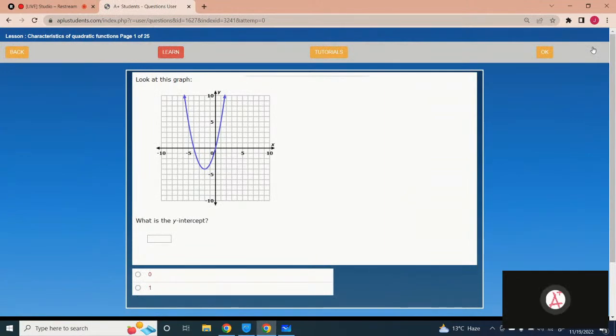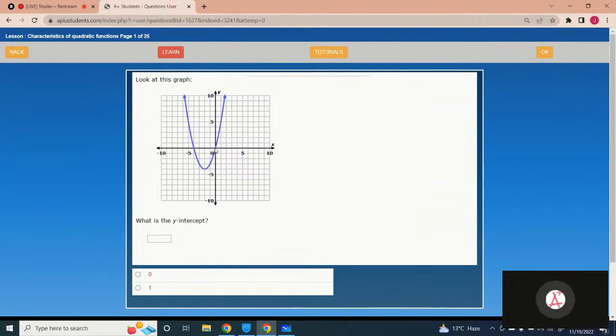Okay, look at this graph. What is the y-intercept? The y-intercept is 0 because the parabola is passing through the origin. Got it? The intersection of both the axes is this point, the origin. Here both the x and y values are 0, 0. It would be 0.